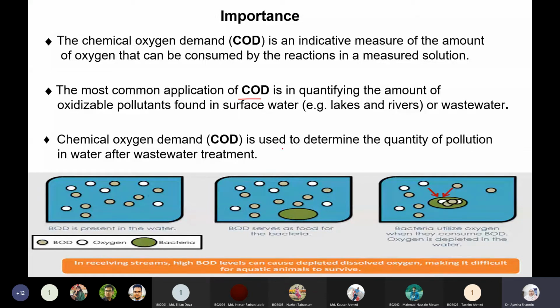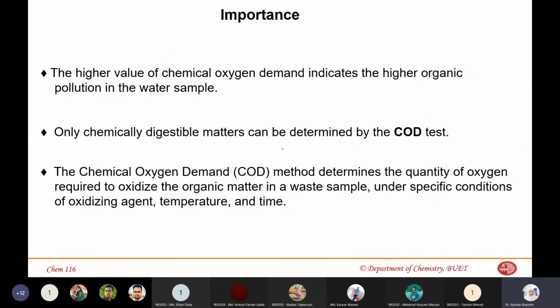If you take the sample and find out that it has improved, by lowering the COD, or chemical oxygen demand.